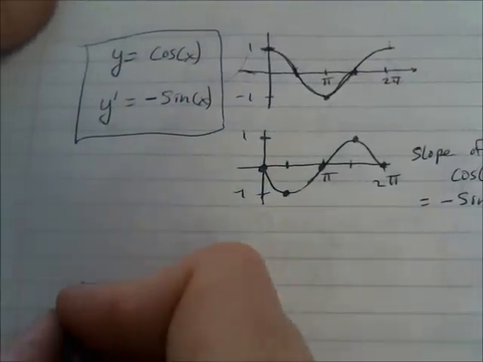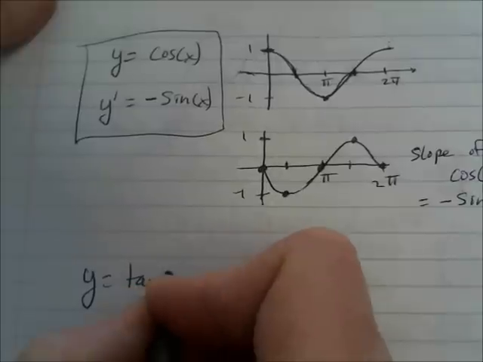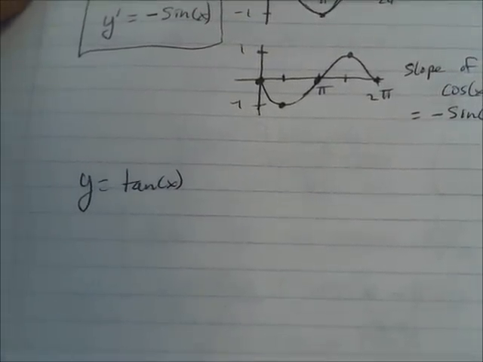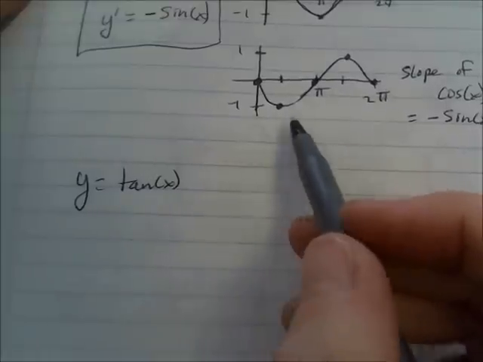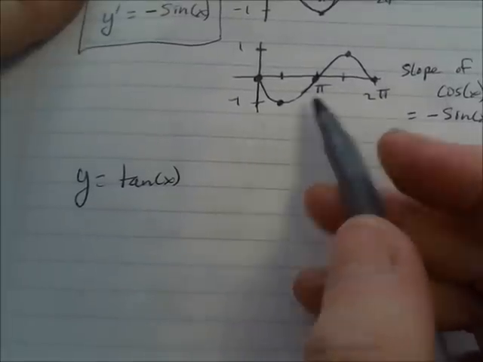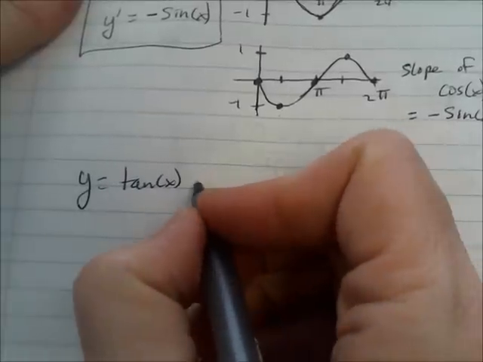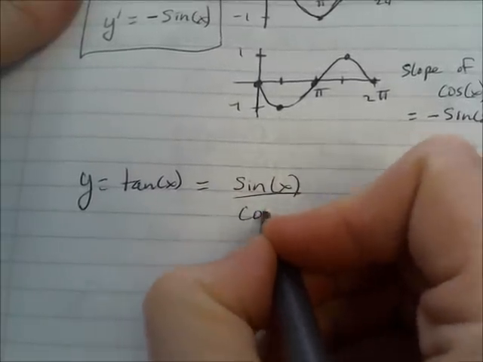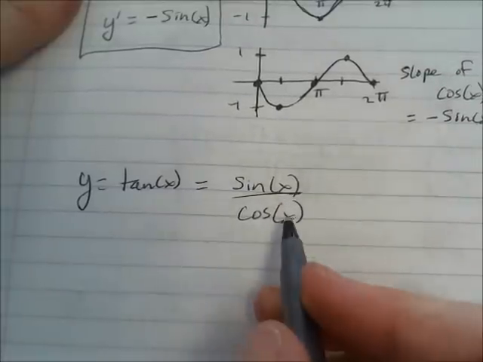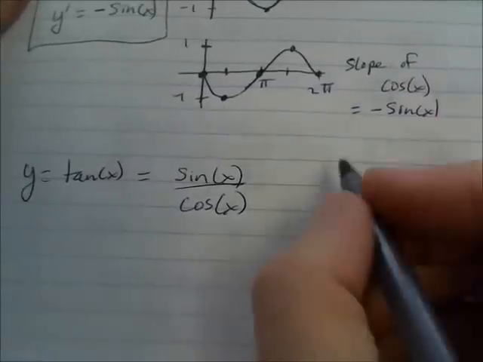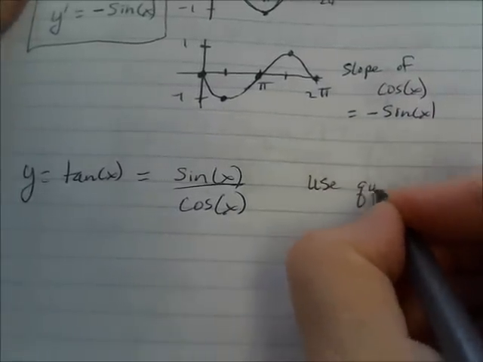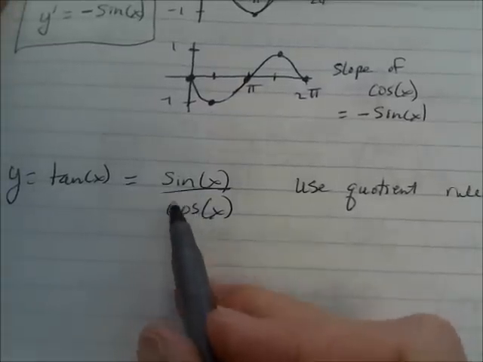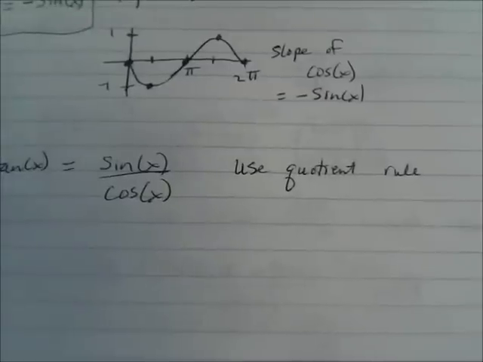Let's do a tangent. Y equals tangent of x. Well, we're going to approach tangent's derivative a little bit differently. It doesn't come out as nicely as sine and cosine do. What tangent is really equal to, if you remember, is sine over cosine. And now we're going to use the quotient rule that we just learned, because we know the derivative of the sine and the cosine.